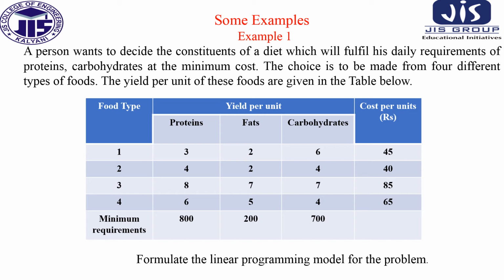Now what are the minimum requirements? For protein, this is basically 800. For fat, this is the minimum requirement per day, so this is 200, and for carbohydrate this is 700. So from here we have to formulate the linear programming model for the problem.